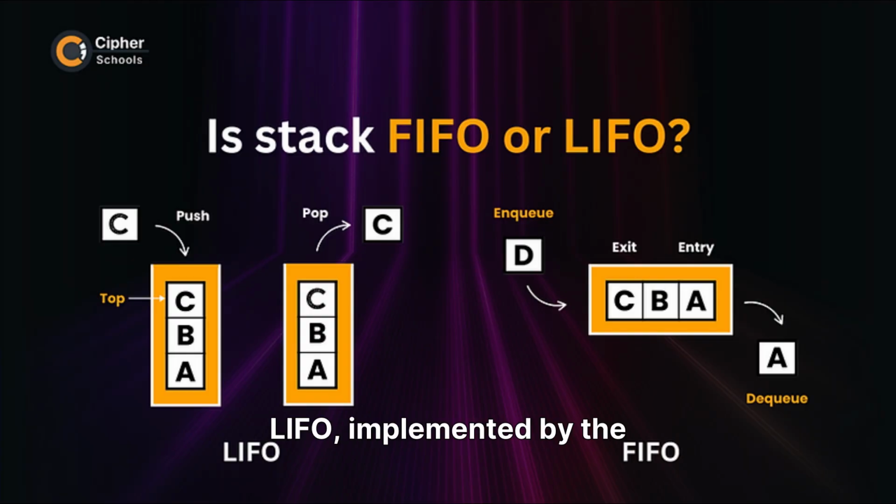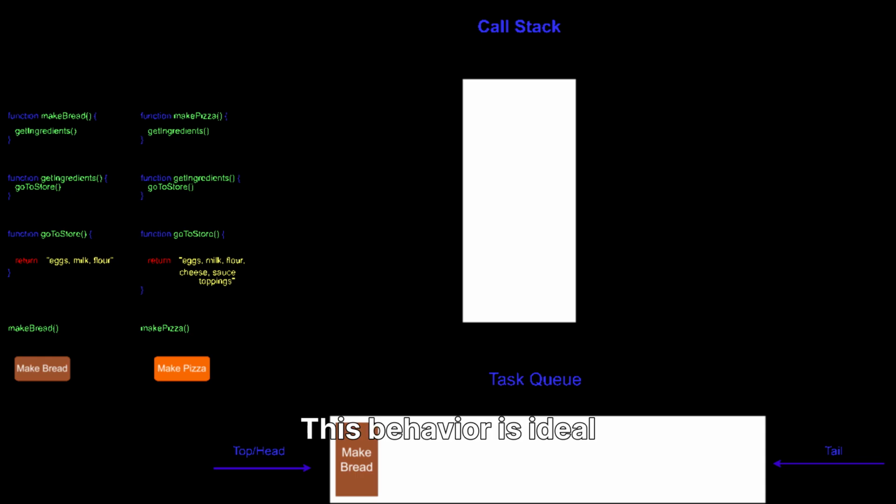LIFO, implemented by the Stack<T> class, processes the most recent element first. The last item added to the collection is the very first one to be retrieved. This behavior is ideal for operations that require backtracking, like navigating history or processing data in the exact reverse order of its arrival, common in recursive algorithms.